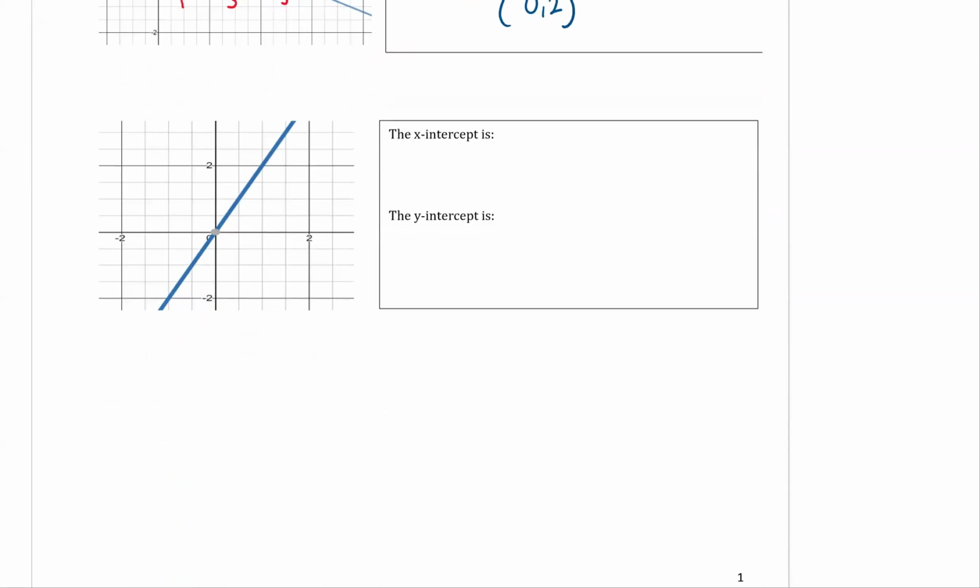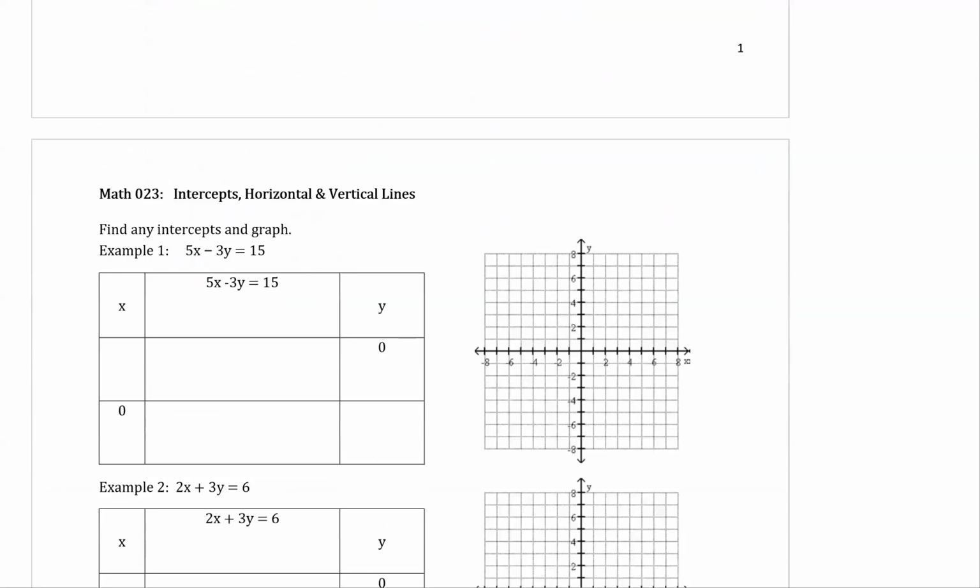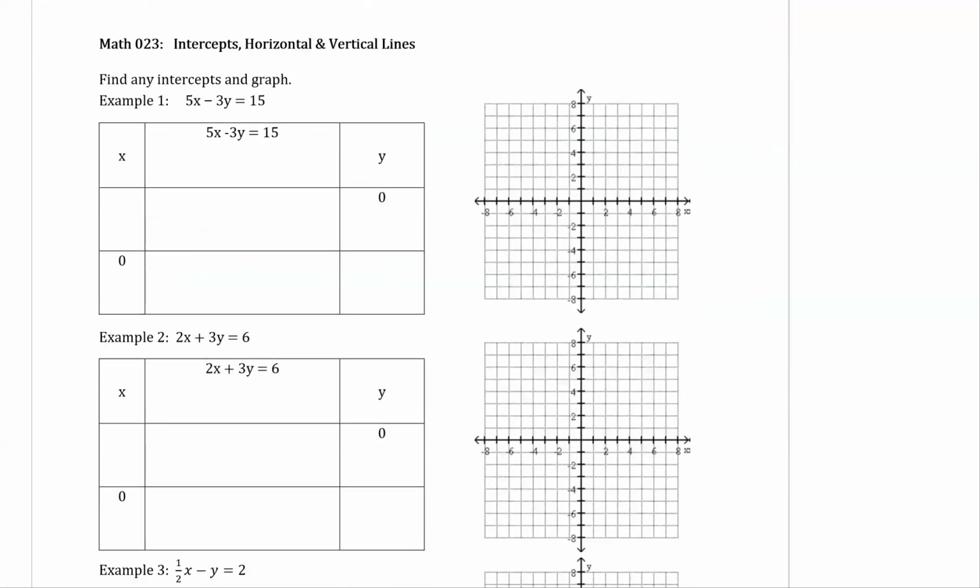My next example: what is the x-intercept? What is the y-intercept? Well, in this case, it is actually crossing at the origin. So the x and the y-intercept are (0, 0), and it crosses at the origin. So in the last lesson, we graphed lines using a table. And now we're going to use another method called intercepts to graph.